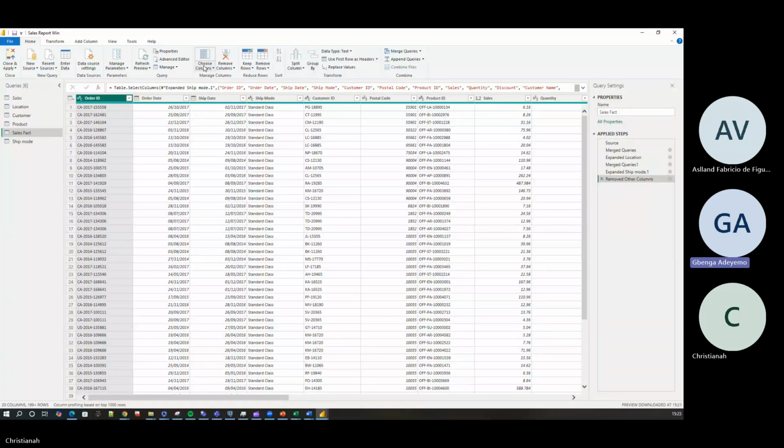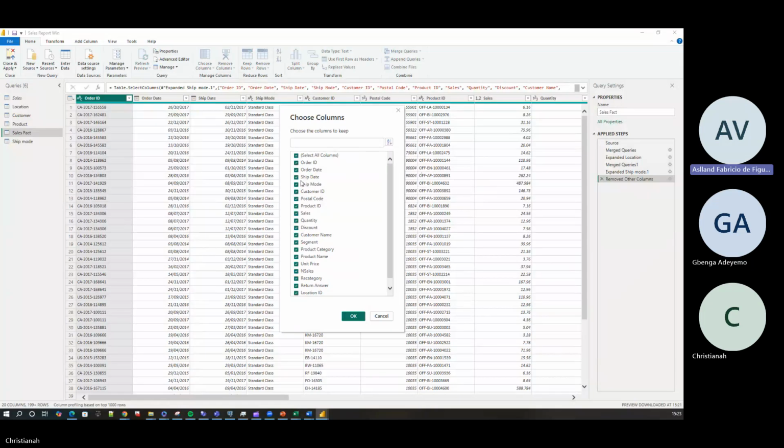Is it clear to you now, Christina and Aslan? Yes, sister. Okay. Is it clear to you, Aslan? Okay. Yes. So please correct, make sure that all the dimensions, the only thing that represents them here is just what? Just their IDs. That's the structure of a star schema.